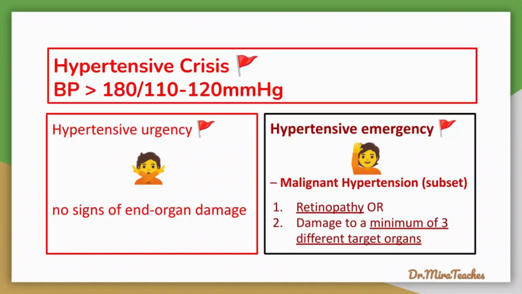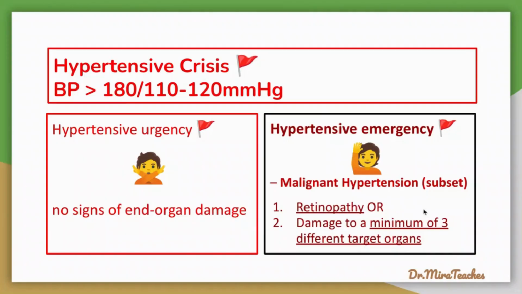But you will say that a patient has malignant hypertension if there is retinopathy. So maybe on fundoscopy, you'll pick up papilledema, flame-shaped hemorrhages, exudates. So that is when you say that the patient has malignant hypertension: when the patient has a BP of greater than 180/110 to 120 millimeters of mercury plus retinopathy.